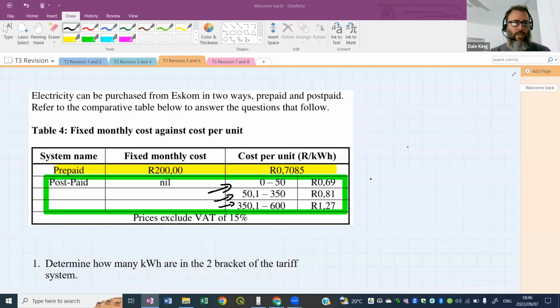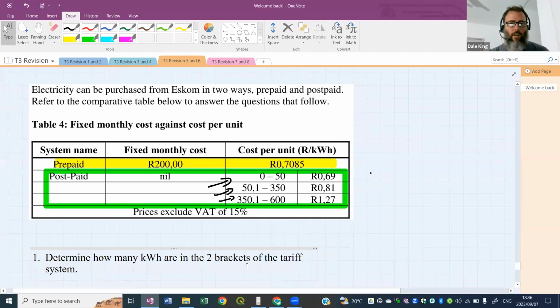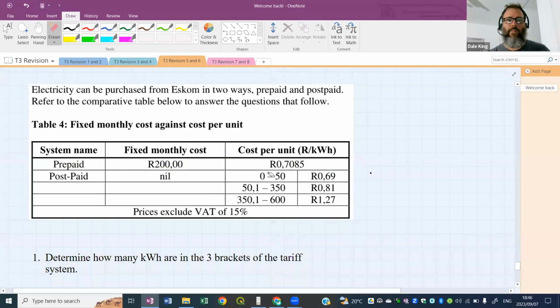All right, the other questions. Determine how many kilowatt hours are in the two brackets of the tariff system. Sorry, it should be plural. How many kilowatt hours are in the two brackets of the tariff system? In fact, let's do all three. How many kilowatts in these brackets? It's a useful thing to do, especially if you get a question. Here's a certain number of kilowatts. Calculate the total. Now, one thing I want to draw your attention to. You can call it income and expenses. Yes. One thing I want to draw your attention to.